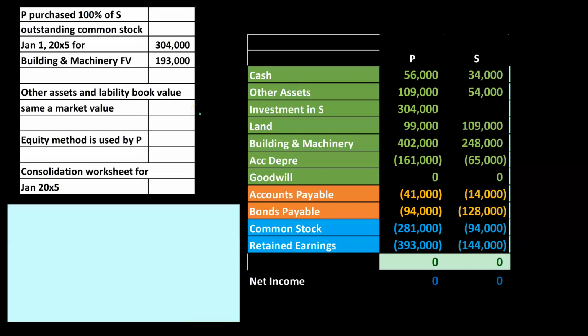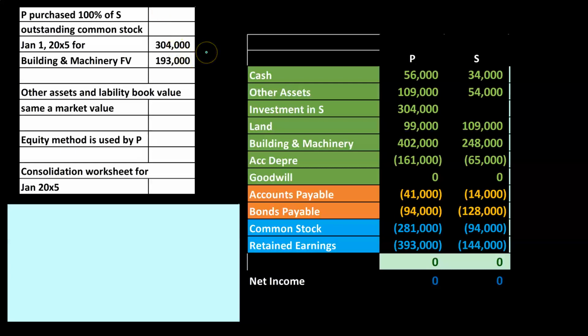Here we have our information on the left, which is P purchased 100% of S outstanding common stock. So 100% purchase, P the parent, S the subsidiary. That happened on January 1st, so at the beginning of the year. No activity has happened since that point, so we're going to do the consolidation at the same point in time.